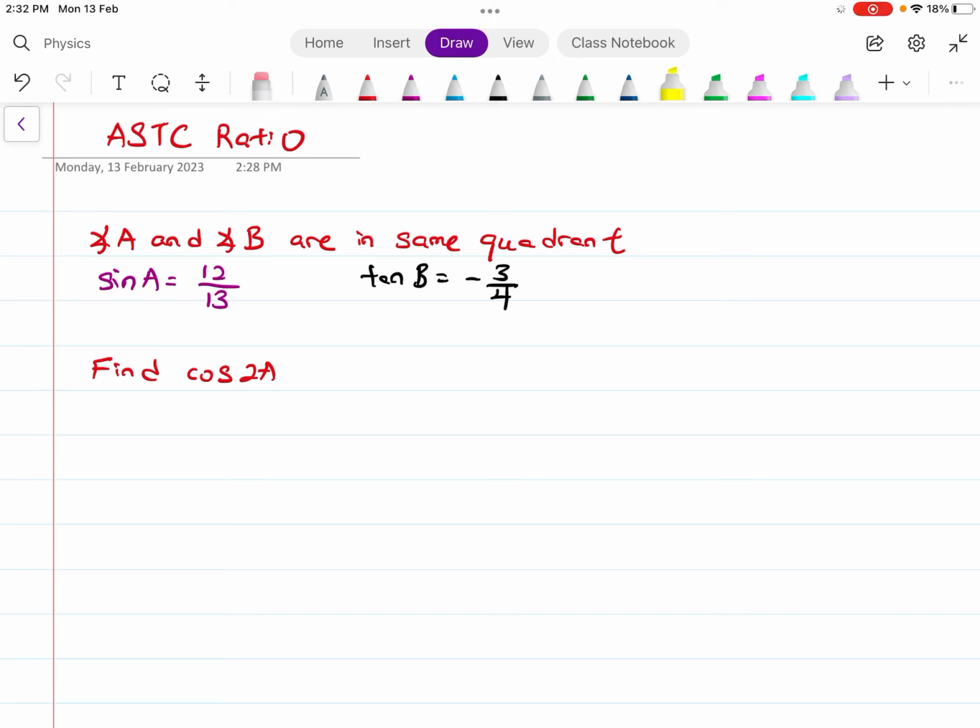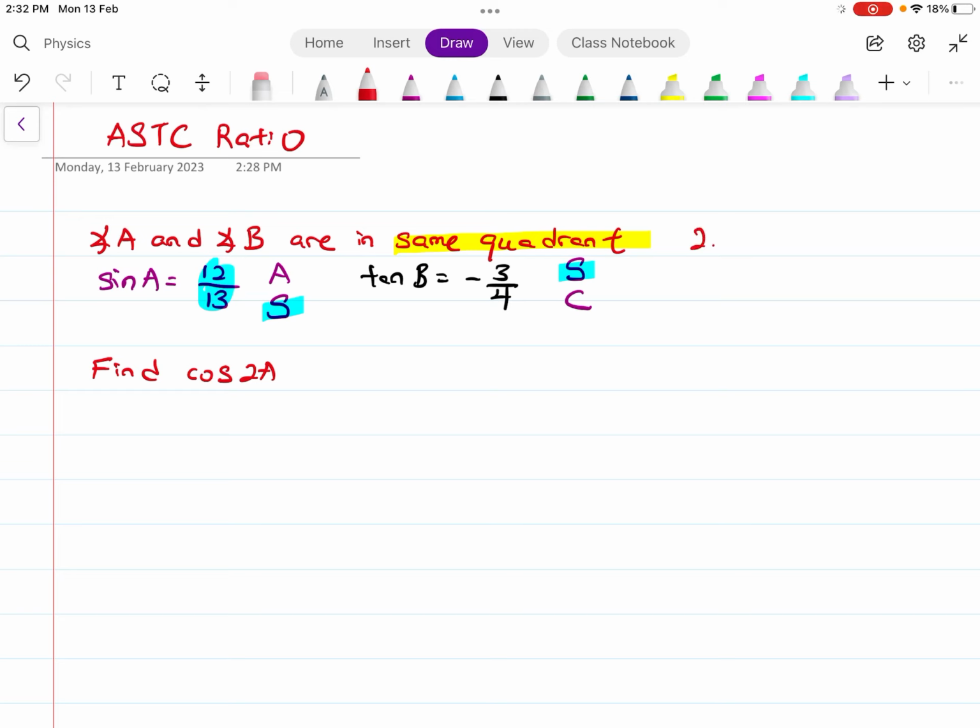Okay, so whenever we are doing this ASTC ratio, first thing first, we need to find where angle A and B are. How do I know where angle A and B are? You must look at the information, which is sine A equals 12 over 13. Since that is a positive value, it must be in the A and S quadrant. But tan B is negative, so it must be in the S and C quadrant. Of course, they say it's in the same quadrant, so they must be in the sine quadrant, which is the second quadrant.